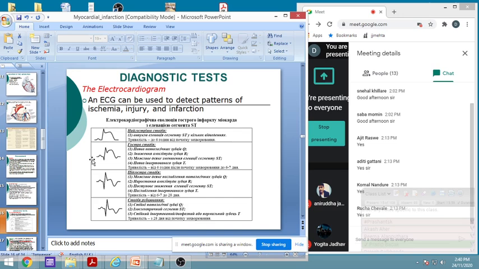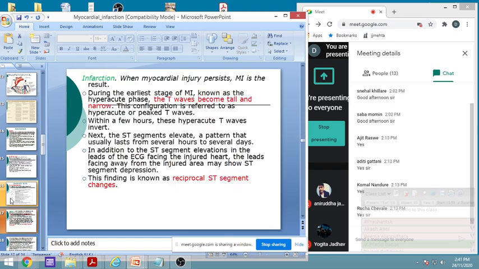So these are showing various ECG changes, and this will give the diagnosis, that there is ST elevation, and here is a T wave inversion. The third graph and the fourth graph will show the T wave inversion. And ST is elevated but T is inverted. So these are very typical graphs which are indicative of myocardial infarction.